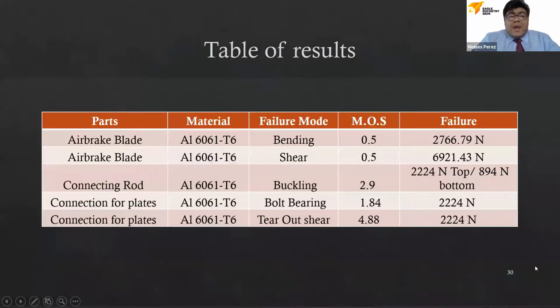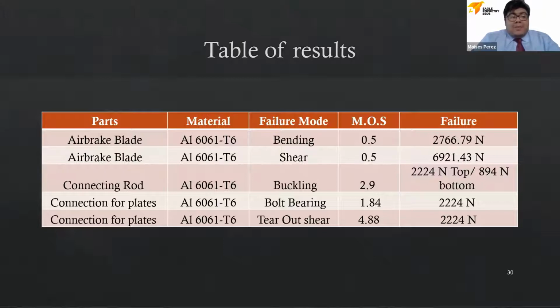Next, we have a table of results. Here we have parts, material, failure mode, margin of safety, and failure force. First, we have the air brake plates. In bending, we obtain a margin of safety of 0.5 when a force of 2,766.79 newtons was applied.